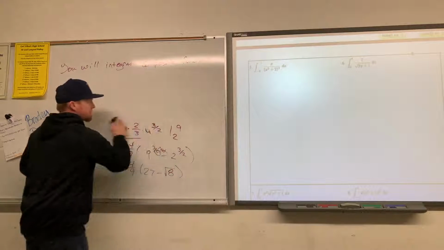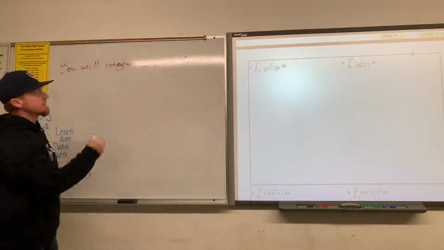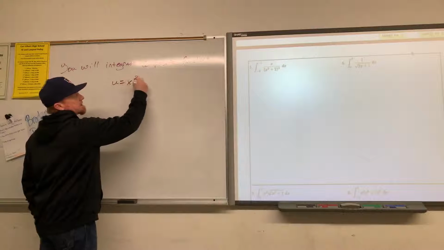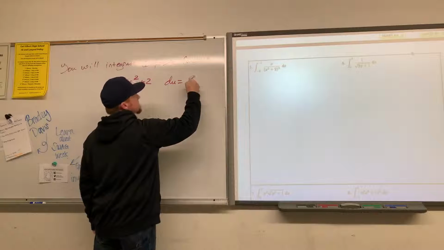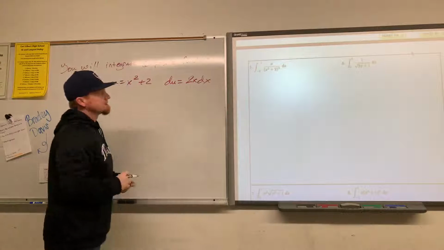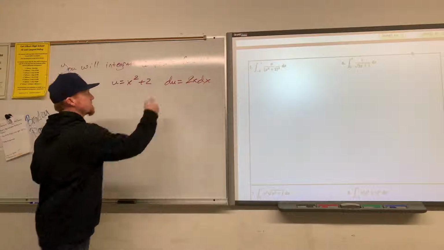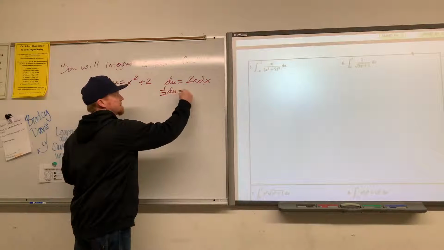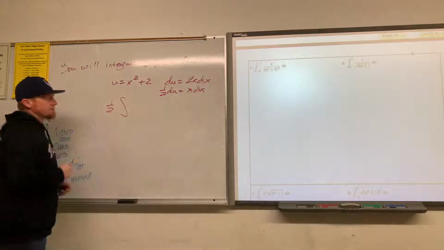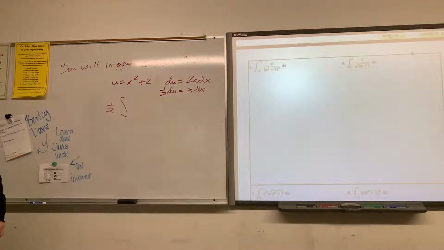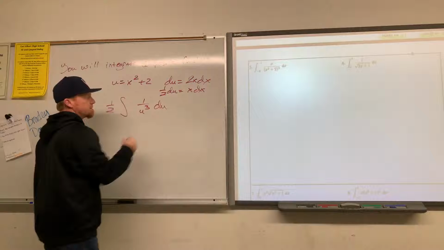Alright, so we're looking at number 5. Number 5, inside function is x squared plus 2. So that means my derivative would be du equals 2x dx. Again, I've got an x, I've got a dx. I do not have a 2, so that means this needs to be 1/2. And now I'm ready for my new integral. So the 1/2 is out there, and I have 1 over u cubed du.